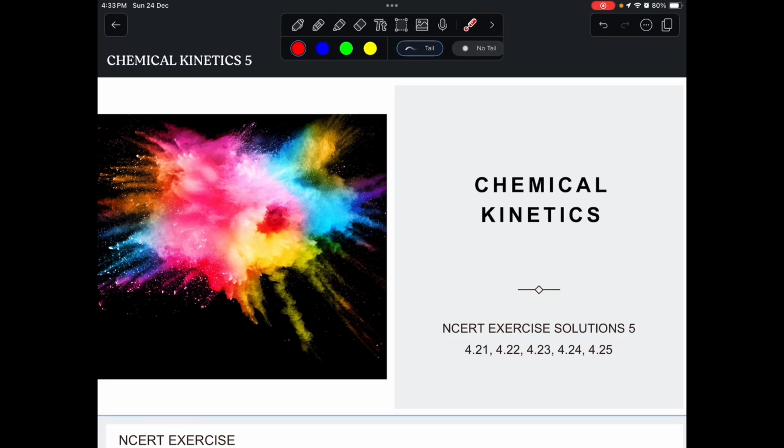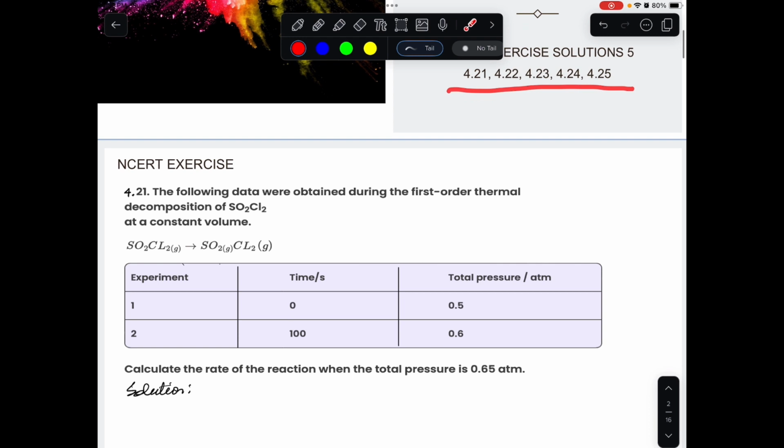NCERT exercise solution for chemical kinetics, and we will be doing problem 4.21 to 4.25. So problem 4.21, what they have given, the following data were obtained during the first order thermal decomposition of SO2Cl2.